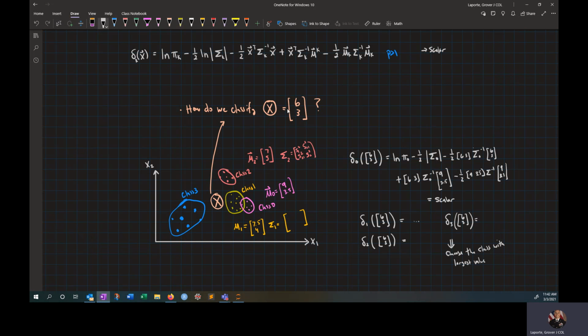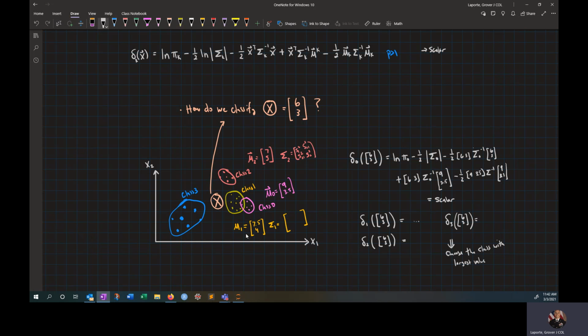I just kind of made it up here, 6,3, and I'm sticking it into this function. Then for class 0, I'm going to take 935, and you can see 935, and then I take whatever the estimate for the covariance matrix would be, we put that in here too, and again it would come out to a scalar. And then we do the same thing: take the same 6,3 and put it in this delta 1.